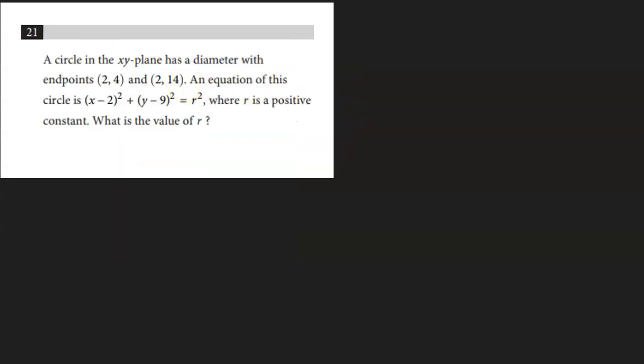All right, so for number 21, they're asking us what is r. So we've got to solve for r. Sweet. So luckily enough, they gave us the equation of a circle here. So we know it has endpoints. The diameter of that circle has endpoints (2, 4) and (2, 14). And to draw it out, it would look like this. So we know that's (2, 4), and it's (2, 14). And they give us the equation of a circle, where r is what we're solving for.